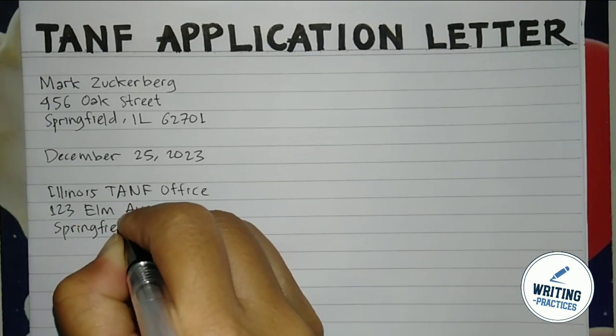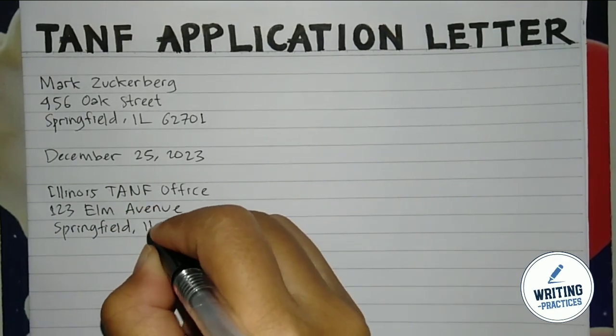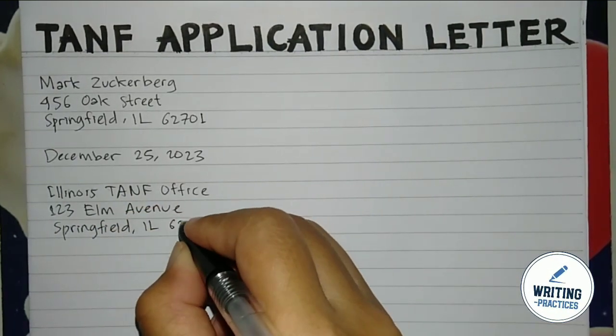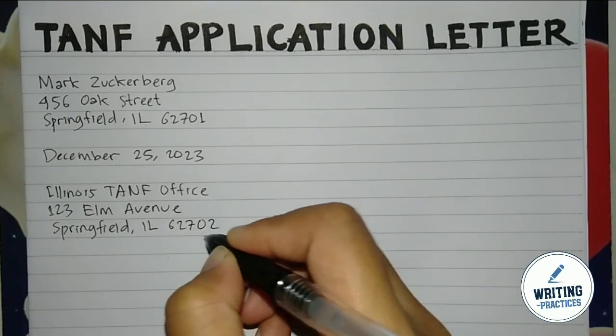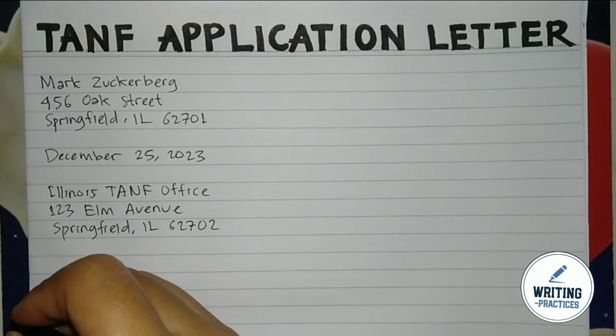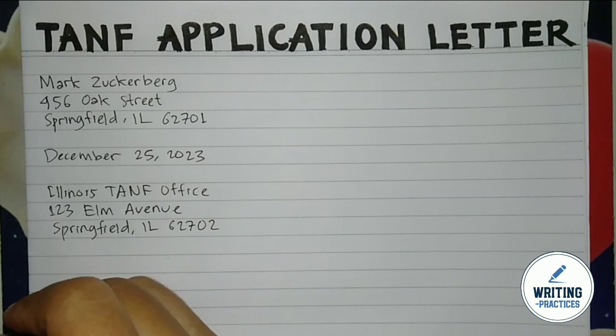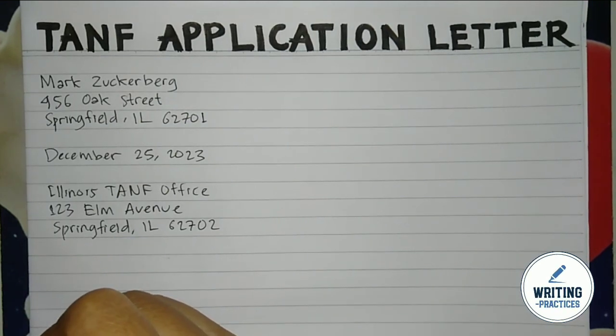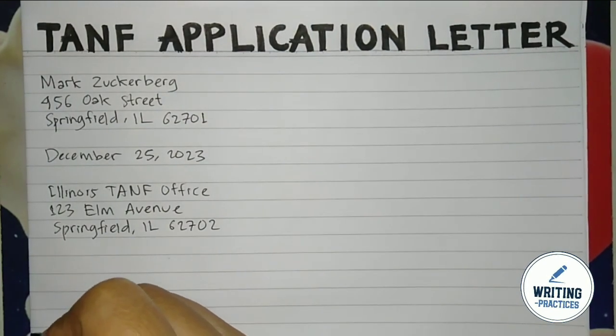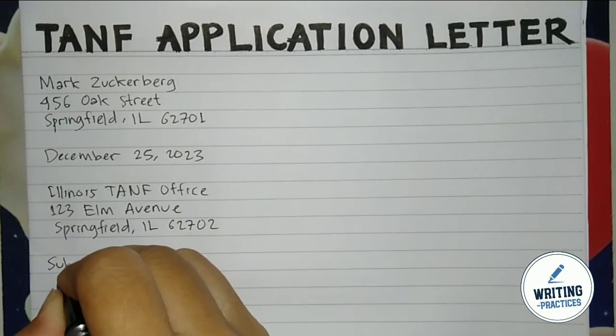Check this out. First of all, you need to write your information as the sender of the letter. Write your full name and home address. And then, write the date of the letter. After that, write the information about the recipient. It is necessary that you write the recipient's full name.